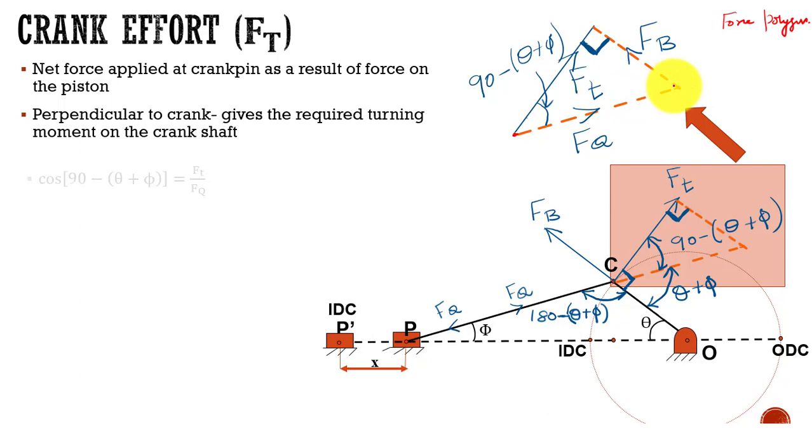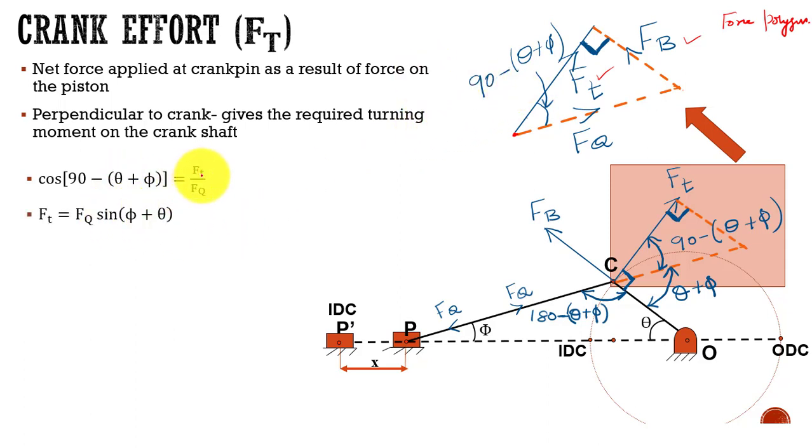And now I'm going to find out these values. What are those values? I need to know what Fp is and what Ft is. Ft is the crank effort, and Fp is the force acting on the bearing. So I'm applying cos of 90 minus theta plus phi, which is equal to Ft divided by Fq.